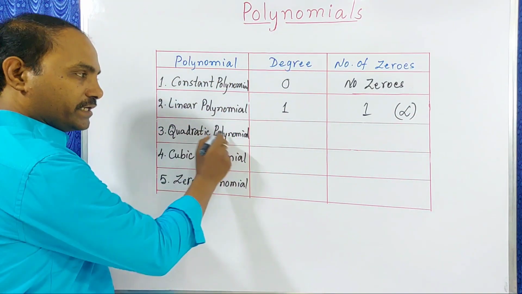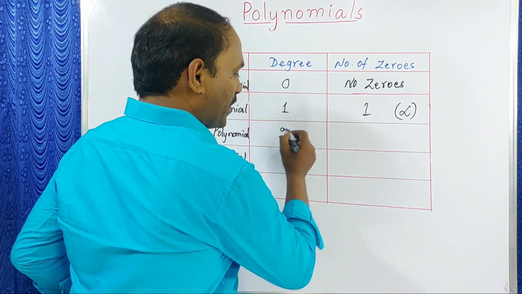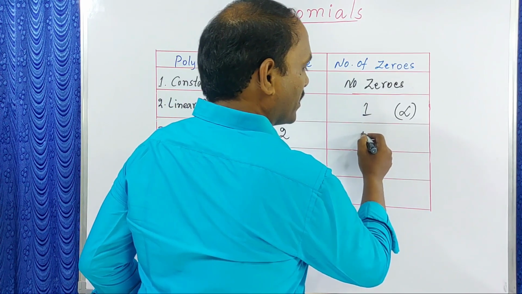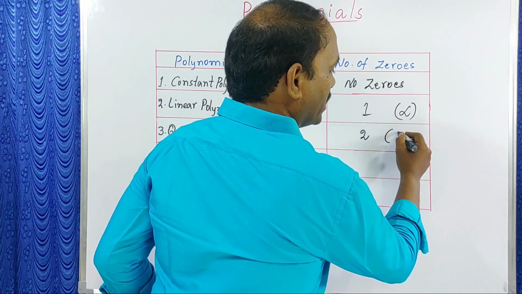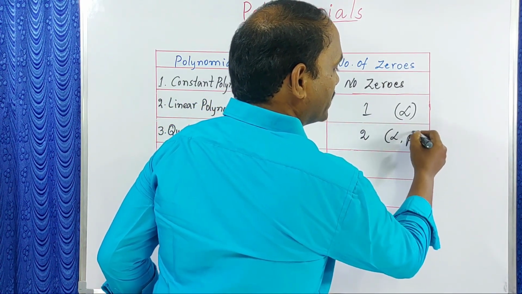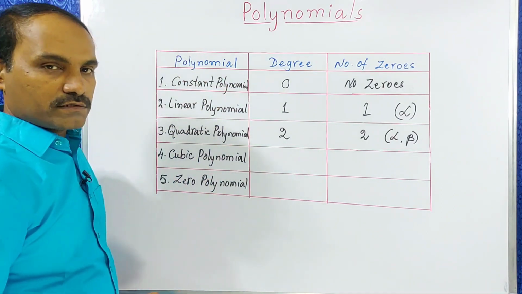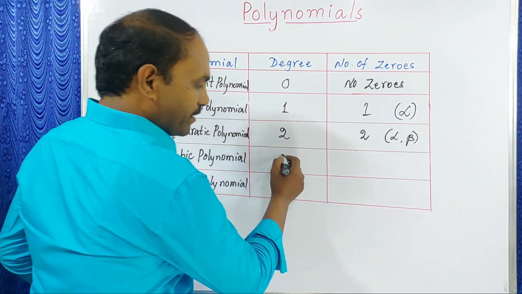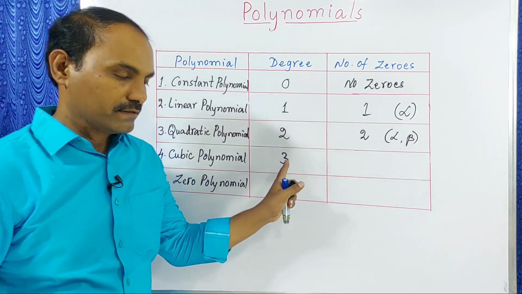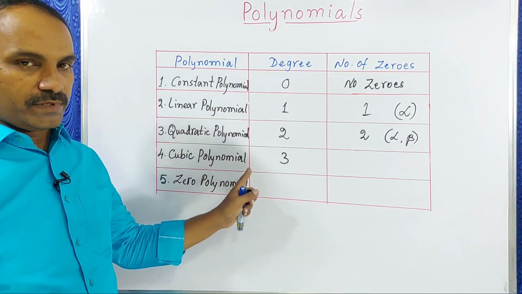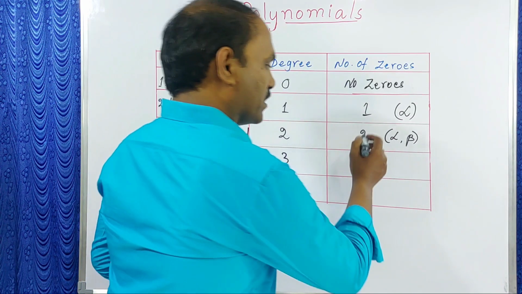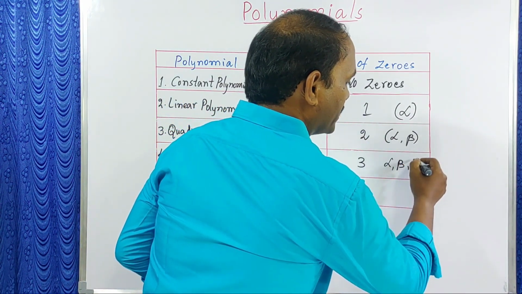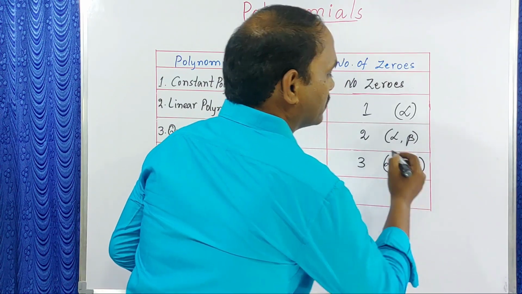Now quadratic polynomial. Degree 2 polynomial is called quadratic polynomial, that's why the number of zeros is 2. Here we took alpha and beta as zeros of that quadratic polynomial. Next, cubic polynomial, degree 3. Degree 3 polynomial is called cubic polynomial, that's why the number of zeros is 3. Here we should take alpha, beta and gamma.